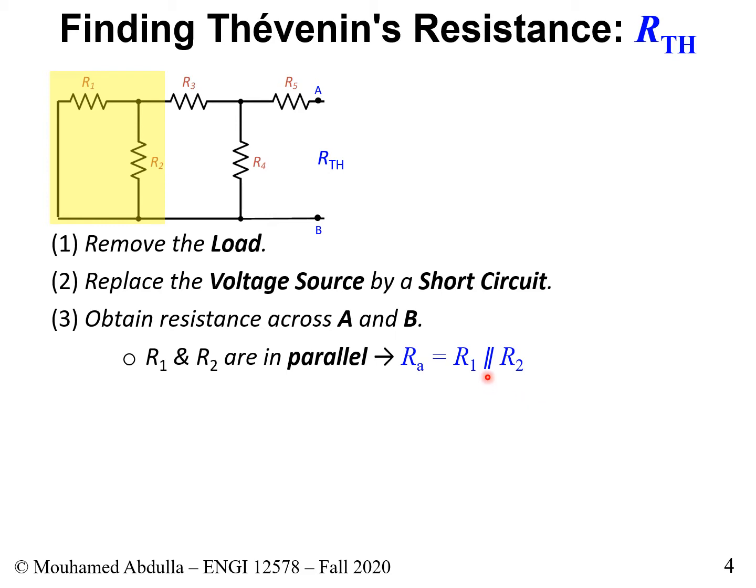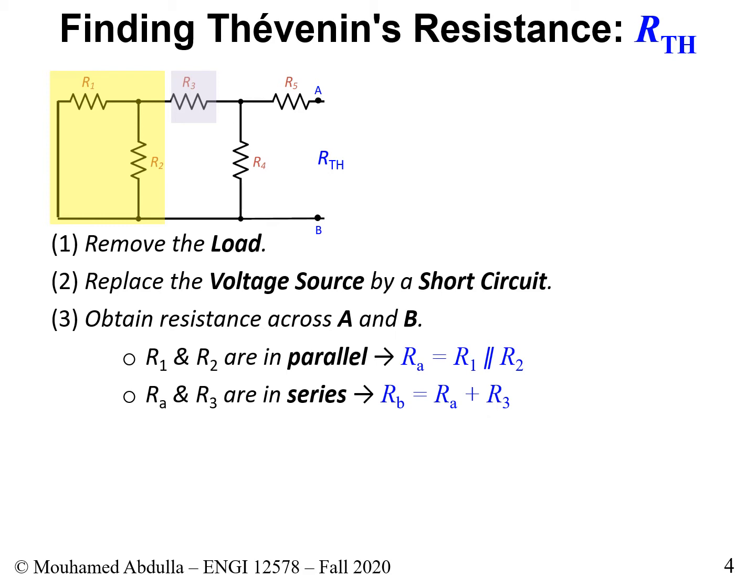Don't forget these two bars. We saw before that these two bars mean that two resistors are in parallel. And so now we can simply refer to the resistance in the yellow box as RA instead of using R1 and R2. Next, this RA that we got and R3 are connected in series, so we simply add them together.